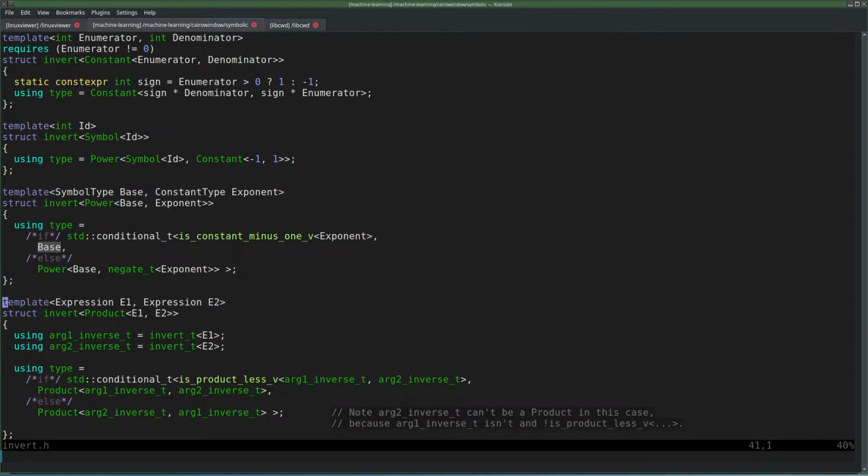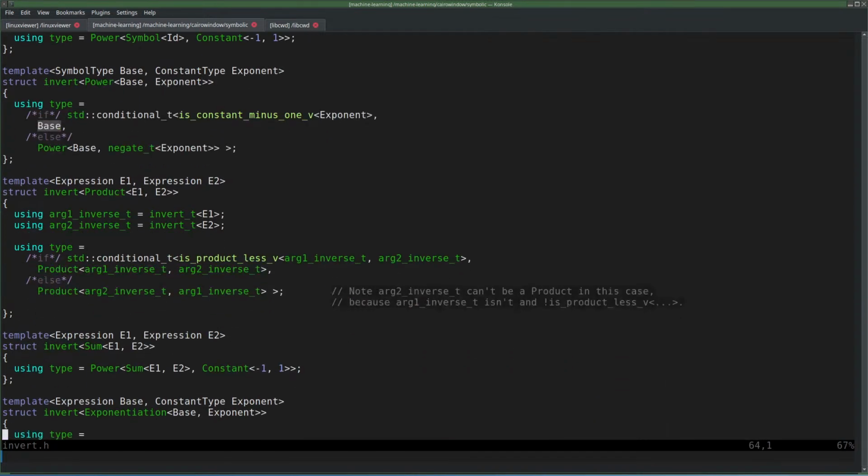And then I have the invert of a product, for which I just take the product of the inverse. I have to take into account that the product demands that it is sorted using is product less. So depending on which one is less, according to this thing, I put this one first or I put the other one first. Basically, it's just a product of the inversion of each expression. And here we have an E1 and E2, of course, because there's 2 of them.